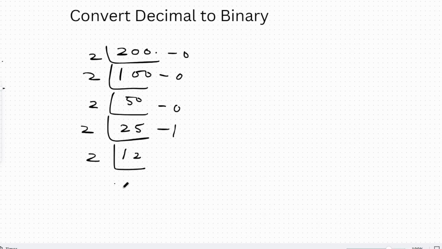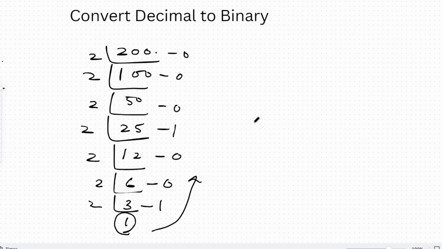Next, 2 6s are 12, remainder is 0. Next, 2 3s are 6, remainder is 0. 2 1s are 2, remainder is 1. Because we have reached 1 at the bottom, we will stop the division now and write all these numbers from bottom to the top. It is going to be 1 1 0 0 1 0 0 0. So this, to the base 2, which is a binary number, is equal to 200 to the base 10.